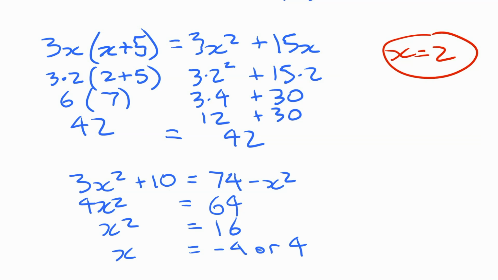All right, that's it. That's what an identity is and what it isn't. An identity is a mathematical statement that is true for all possible valid values of the variable.